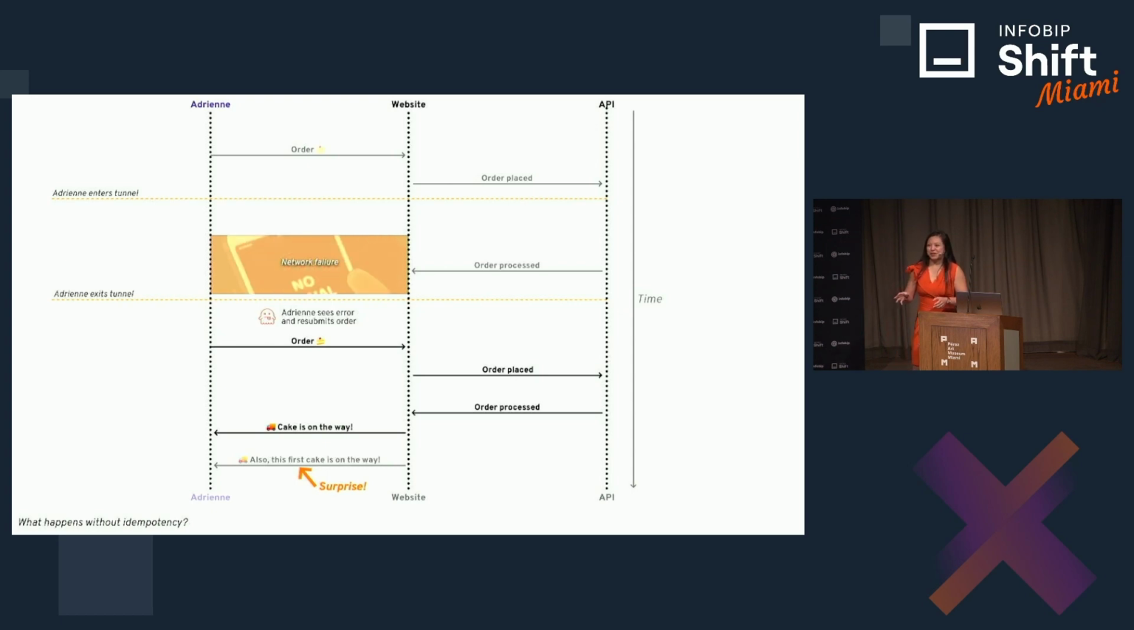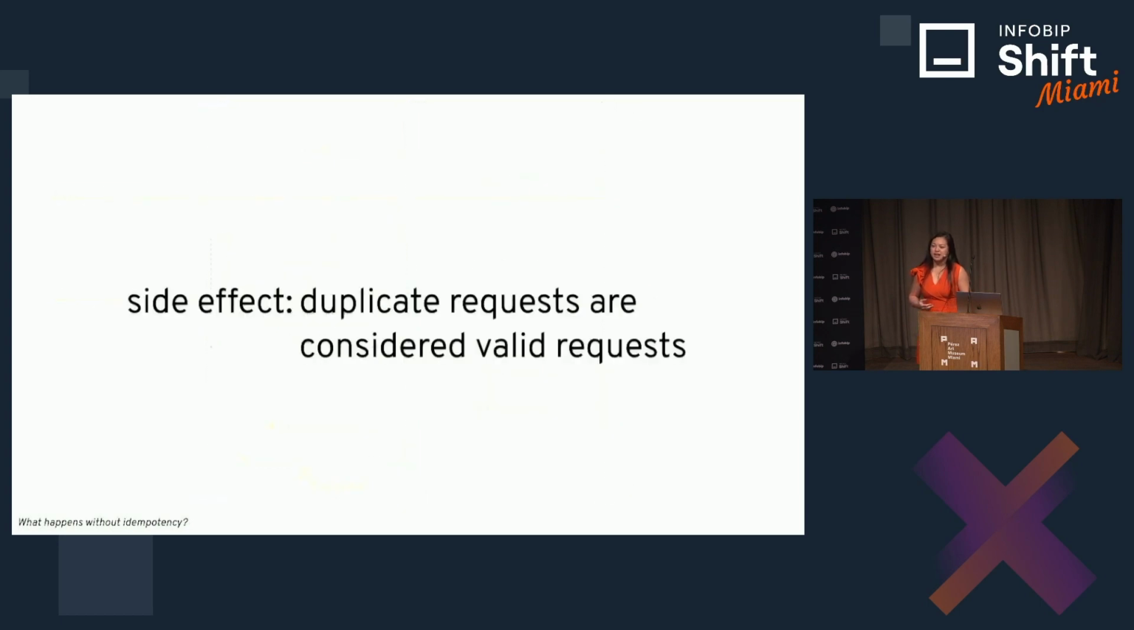So just imagine now that this is your bank account being charged twice. This is a withdrawal, taking out money twice. The whole point of this is that my intent was not to order 2 cakes. My intent was to order 1 cake. But because there's no idempotency built into this system, this is the biggest side effect that happens. The biggest side effect is that duplicate requests are considered valid requests. And that is a pretty harmful side effect.